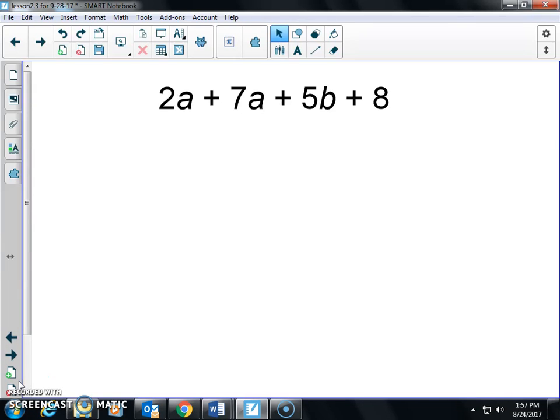Now, if you look up here, 2a is a term, 7a is a term, 5b is a term, and 8 is a term. So there are 4 terms in that expression. Now, when you look at those 4 terms, do any of those look like constants? And if you're saying, well, what the heck's a constant? Look back in your notes. Remember what a constant is. Turn and tell your neighbor if there's a constant. And if there is a constant, tell them what that constant is or how many constants there are and what they are. Take a second and do that.